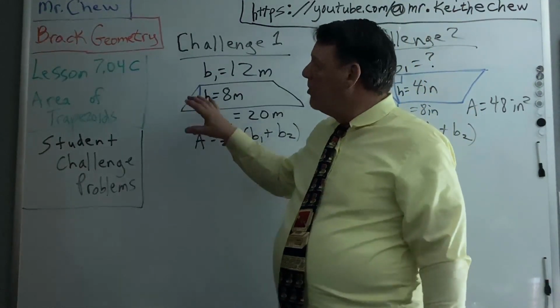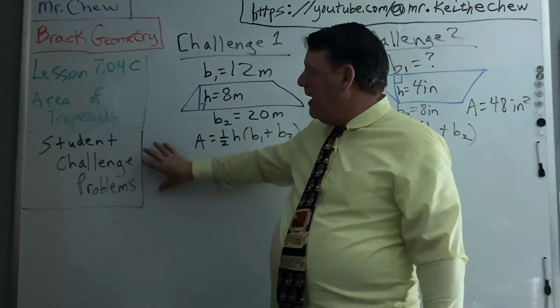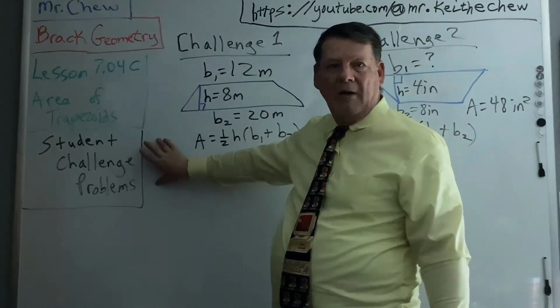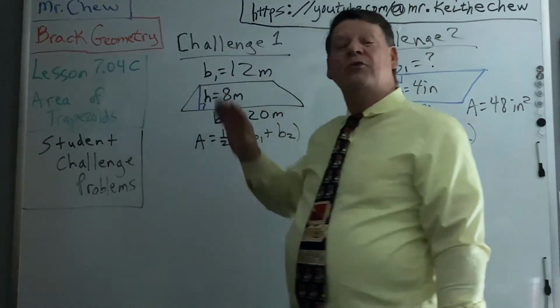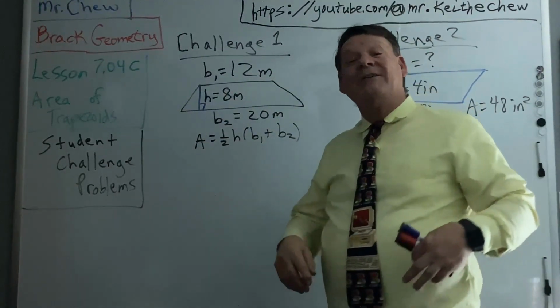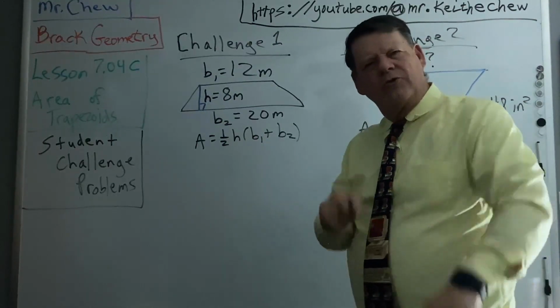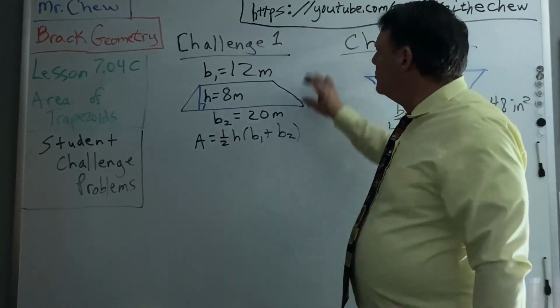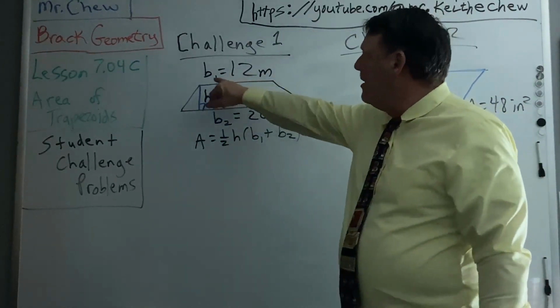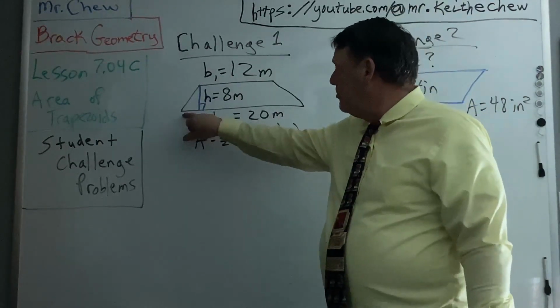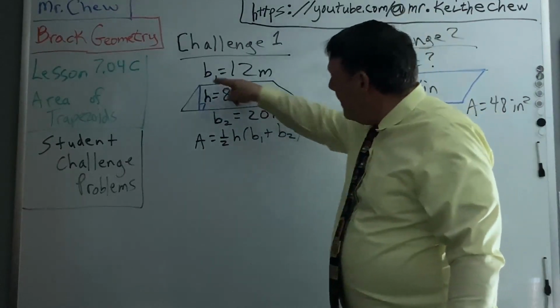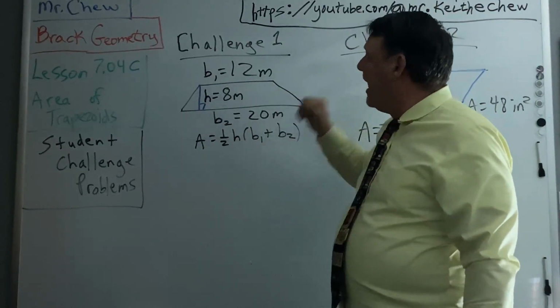All right, we're going to talk about the area of trapezoids, and these are the student challenge problems from lesson 7.04B where I introduced how to do this. So I asked students to try these problems. So let's work through them and see how well you did. Challenge 1 said that if I have base 1, my top base, is 12 meters, base 2, my bottom base, is 20 meters, and my height is 8 meters, what is the area?